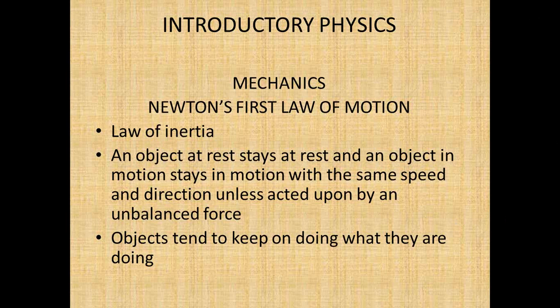So in essence, objects keep on doing what they're doing unless they're acted upon by some external force. So if the book is on the table, it's going to stay on the table. Nothing is going to happen to it. If the book is sliding on the table, it's going to continue to slide on the table with a constant velocity unless it is acted upon by an external force. It's going to continue with that same speed and in the same direction unless it is acted upon by an external force, an unbalanced force.